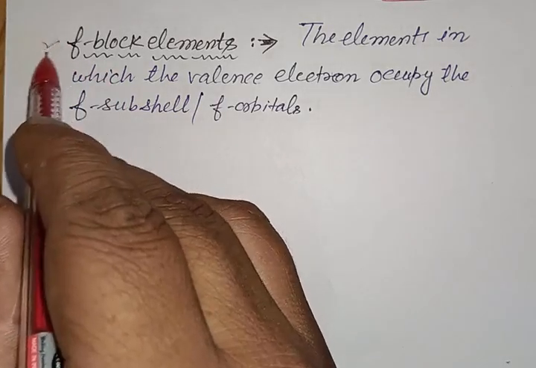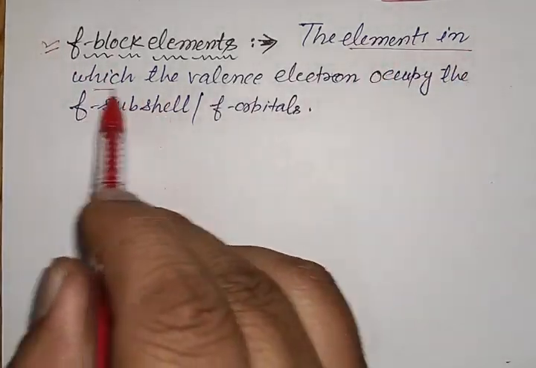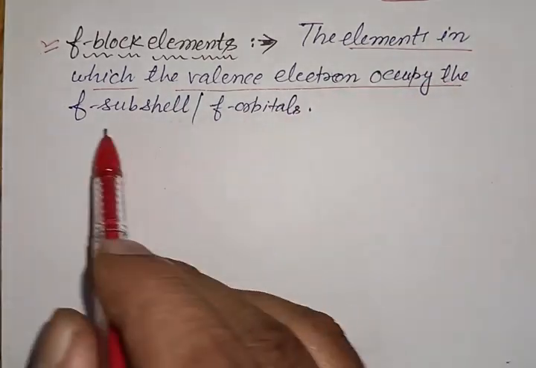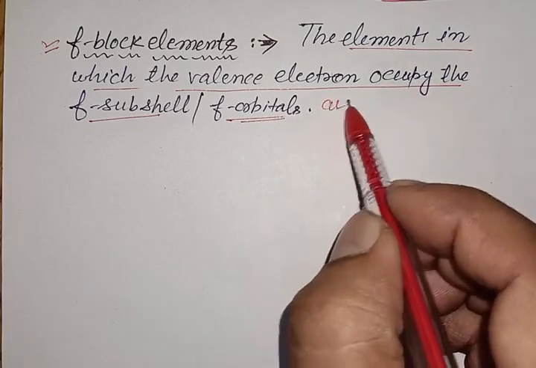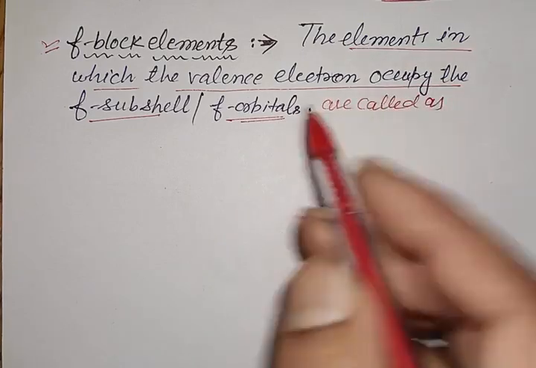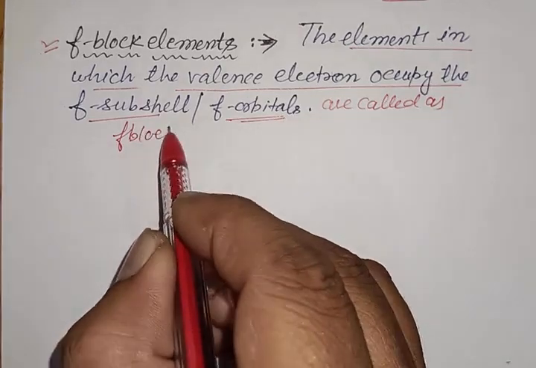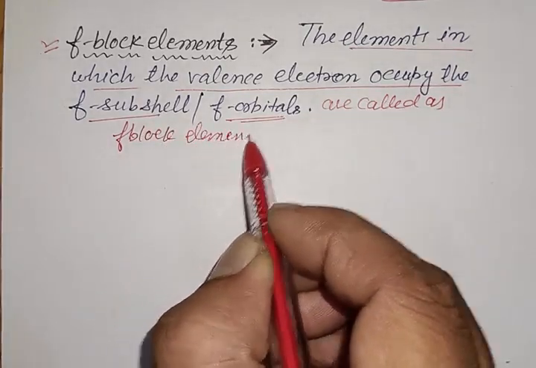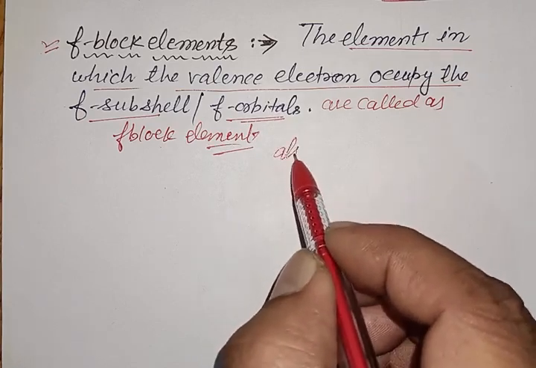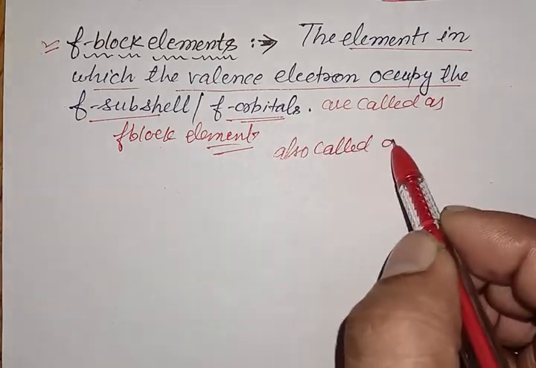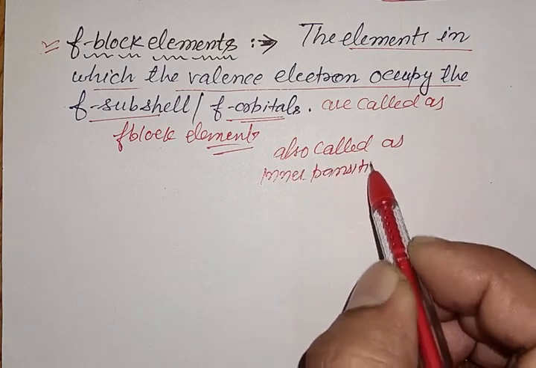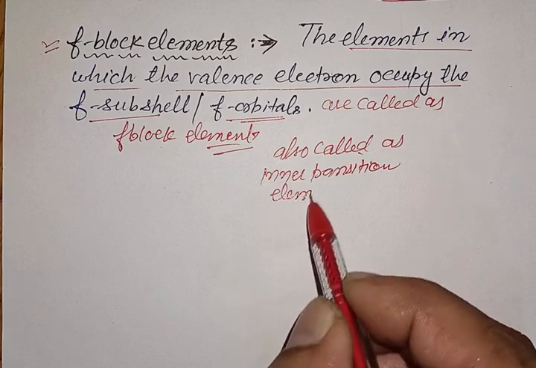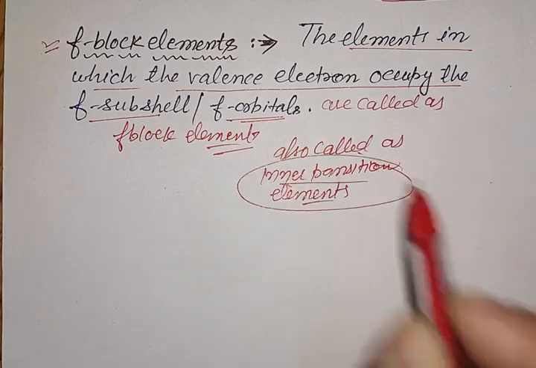Next is the f block element. The elements in which the valence electron occupies the f subshell or f orbital are called f block elements. F block elements are also called inner transition elements.